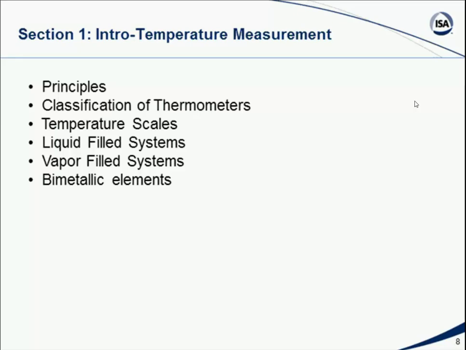We'll talk a little bit about temperature scales. We discussed those a bit in the first lecture. And we're going to talk about some of the physical properties that can be measurably altered by temperature changes, and thus be used to determine temperature, including things like liquid-filled and vapor-filled systems, and also mechanical devices like bimetallic elements that can be used to indicate temperature.